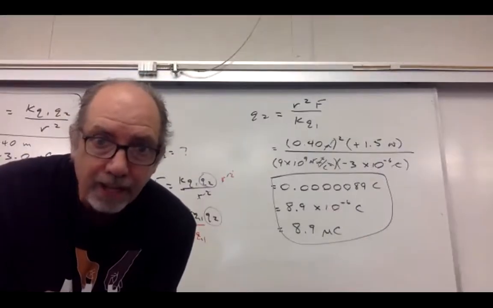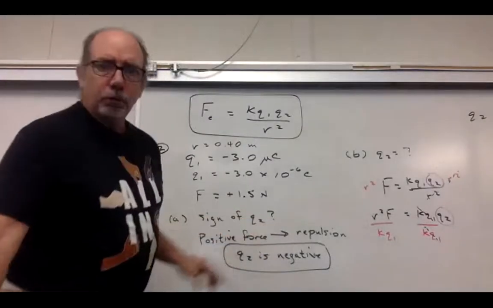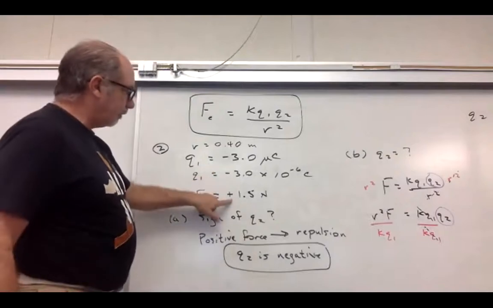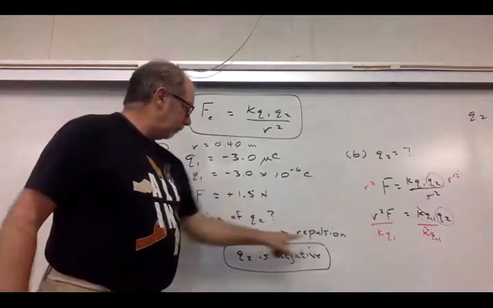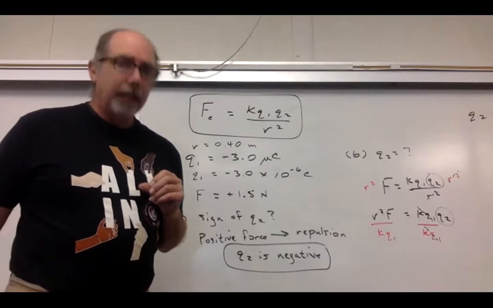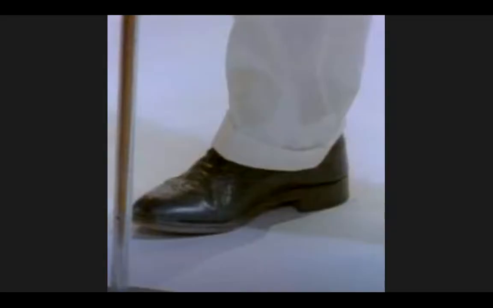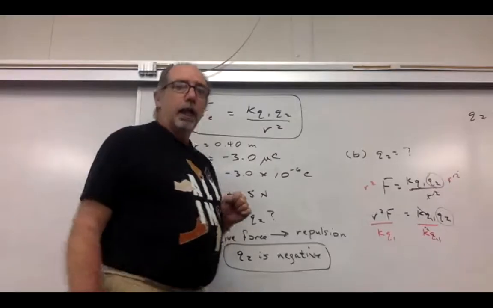Could you briefly go back to problem 2, letter A? The sign of the other charge. How do I know that Q2 is negative? Because it was a positive force, and a positive force indicates repulsion, meaning it had to be two like charges, two negatives or two positives. If Q1 is negative and it's a positive force, that means the other charge is negative also. We'll always be given one of the charges in this type of problem.